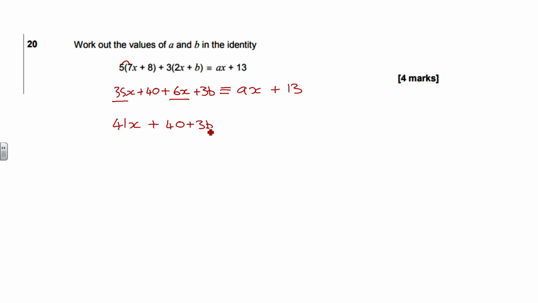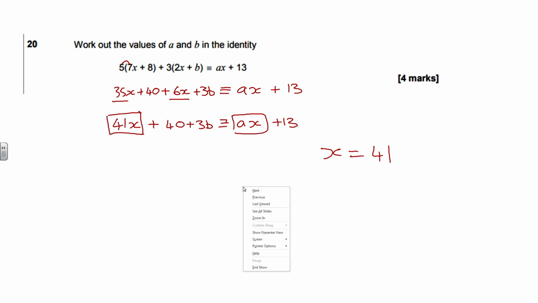So because we've got 41x here, and that's got to be the same as a times x here, we've now established that the x has to be 41. So the next part is possibly more confusing, because I'm looking at what numbers are going to be involved, and it doesn't look particularly nice.